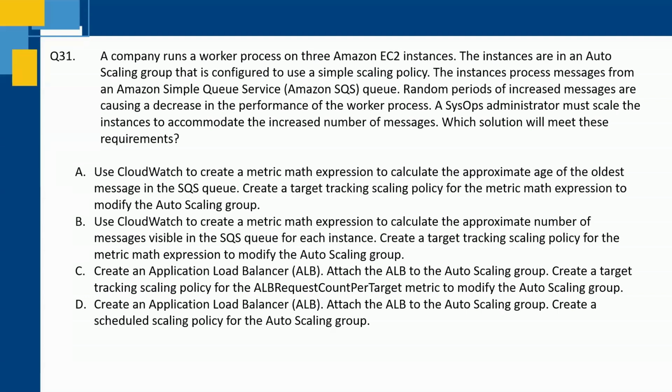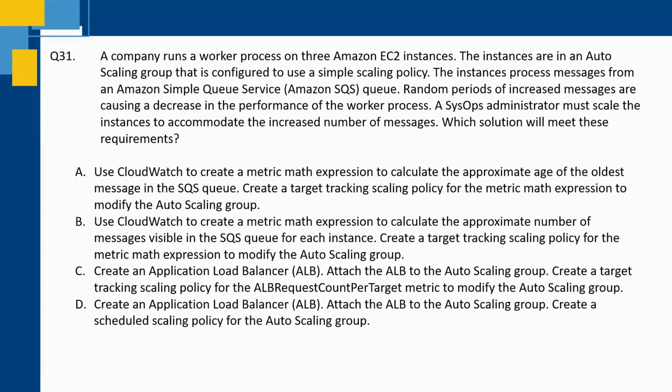group. Create an application load balancer. Attach the ALB to the auto scaling group. Create a target tracking scaling policy for the ALB request count per target metric to modify the auto scaling group. Create an application load balancer. Attach the ALB to the auto scaling group. Create a scheduled scaling policy for the auto scaling group.